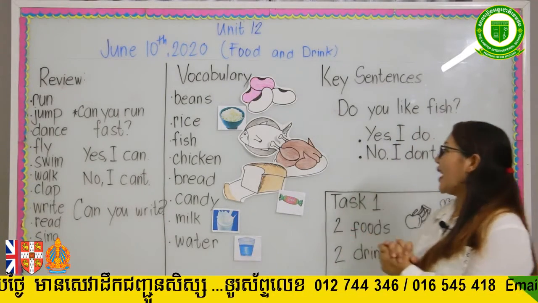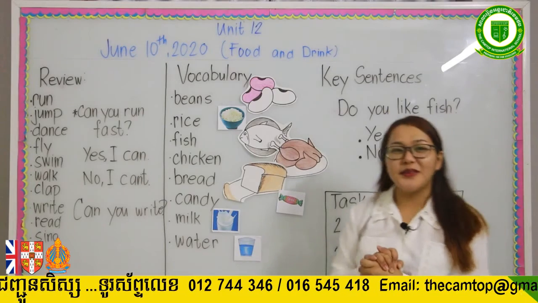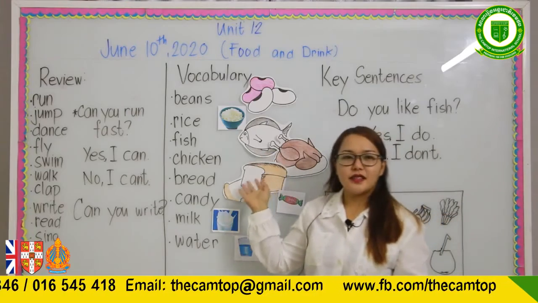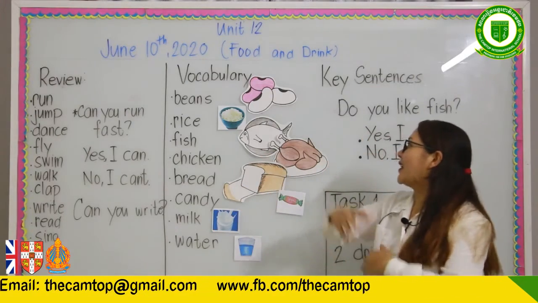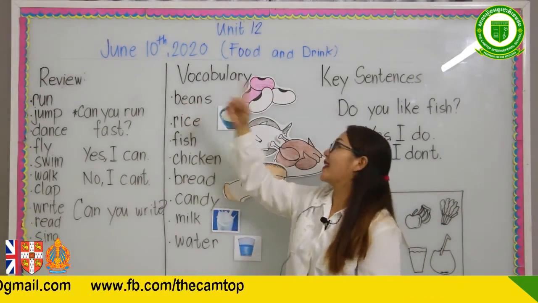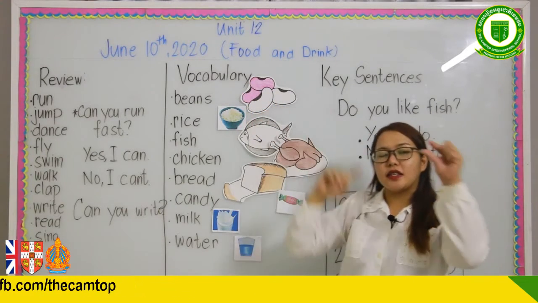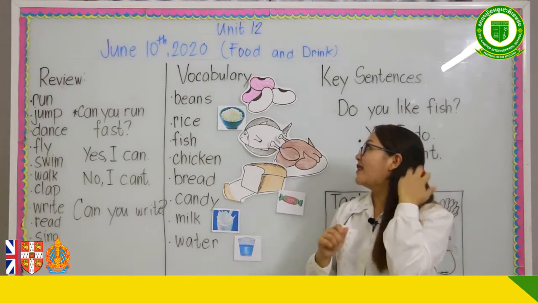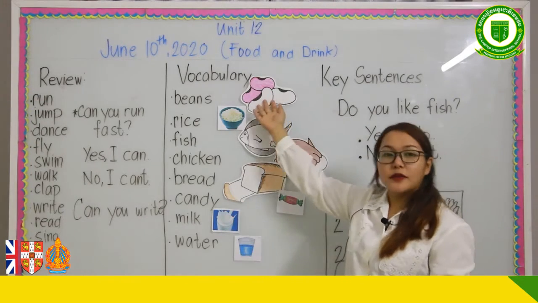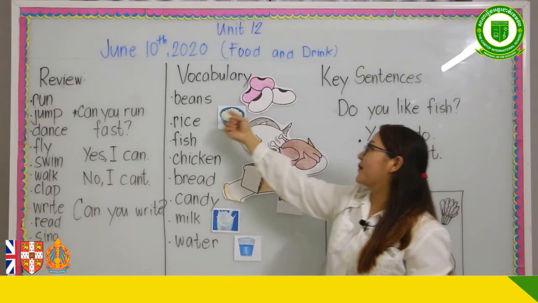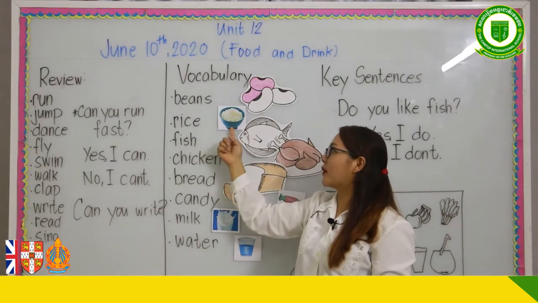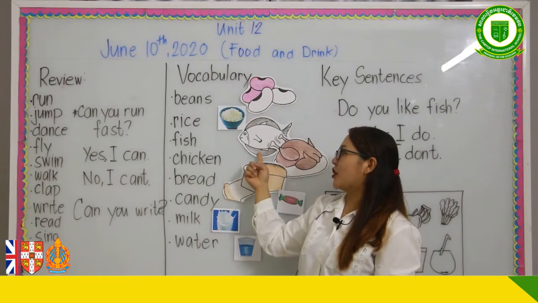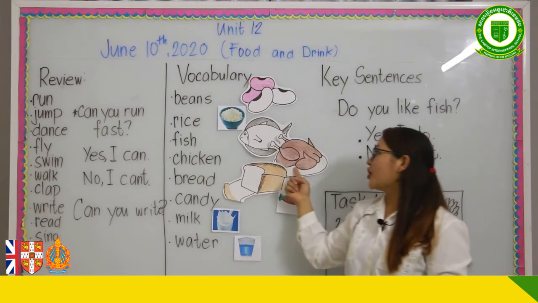Okay, so again, let's have a review of the food and drinks. Okay, I tried so hard to draw this, kids. Okay, let's have your beans. Okay, beans. These are small, like marble size. Yeah, but they're not marbles, okay? They're food. Okay, beans. We have your rice. We have your fish. We have your chicken.